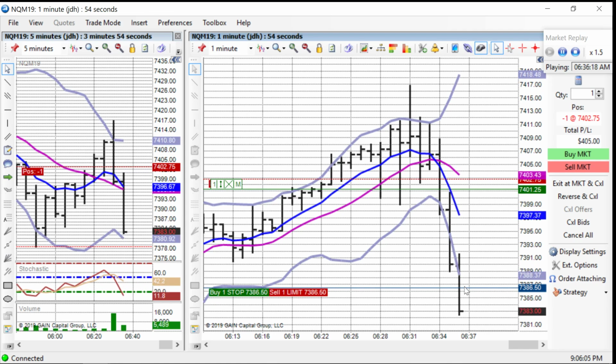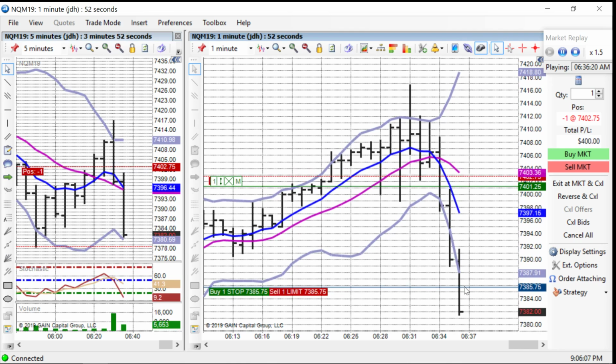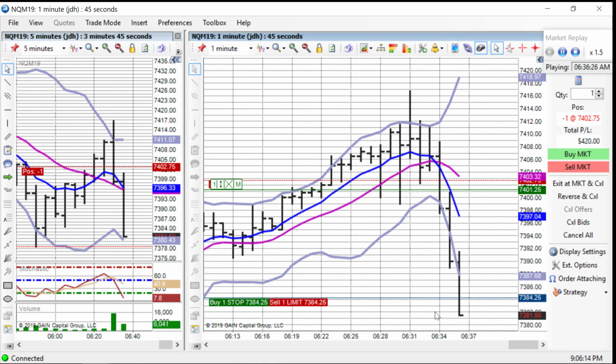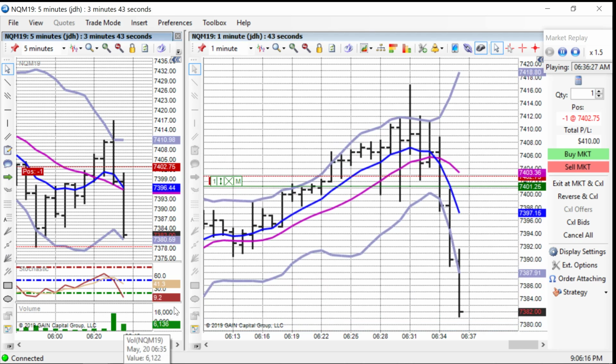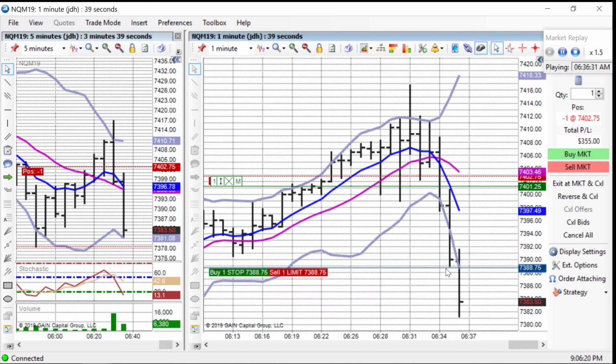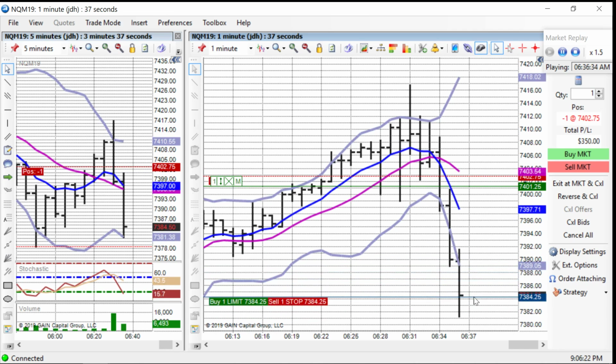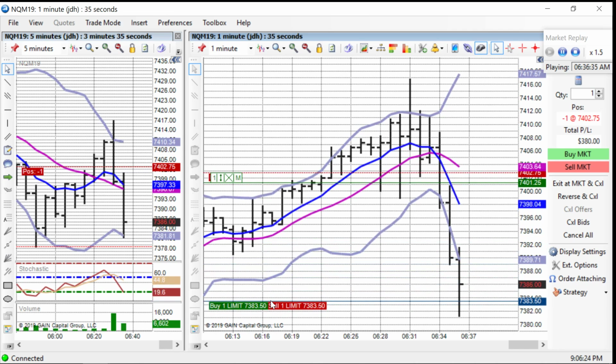I know the market seems like it's moving really fast here, but that's pretty close to actual time. Those early morning trades, after the opening, it really does move fairly quickly sometimes because people are really agitated.